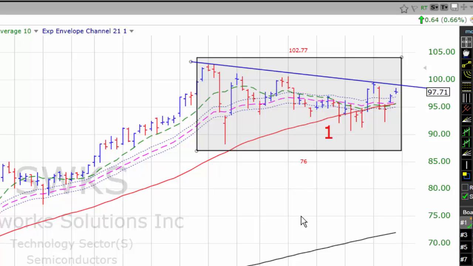Skyworks is putting in a flat base. That's a first stage base, as we noted before. We also have this trend line. Skyworks can be bought on a break above 102.77 on at least 140% of average daily volume, or it can be bought on a break above this trend line, keeping in mind that the market right now is on an aggressive buy signal, and only aggressive traders should be buying at this point.